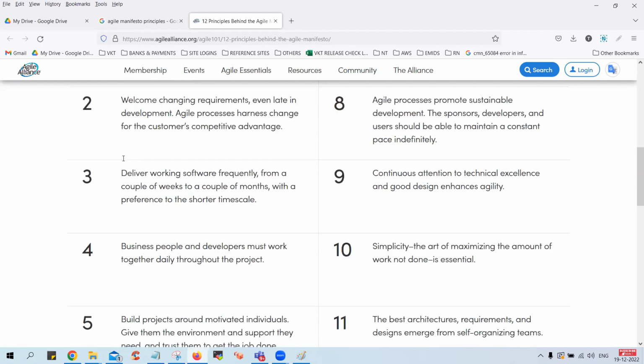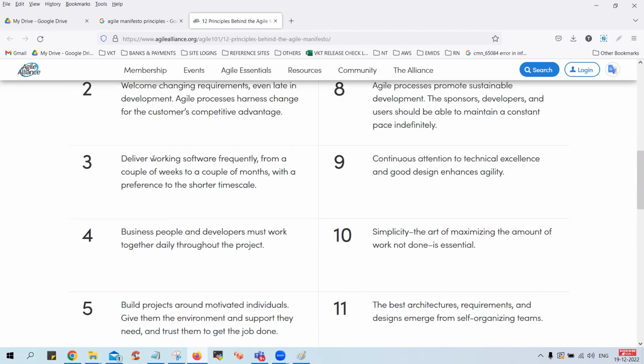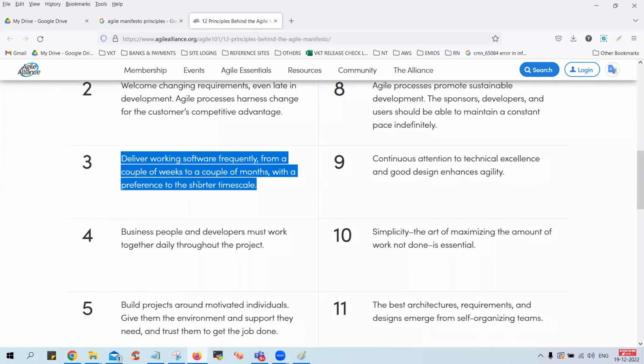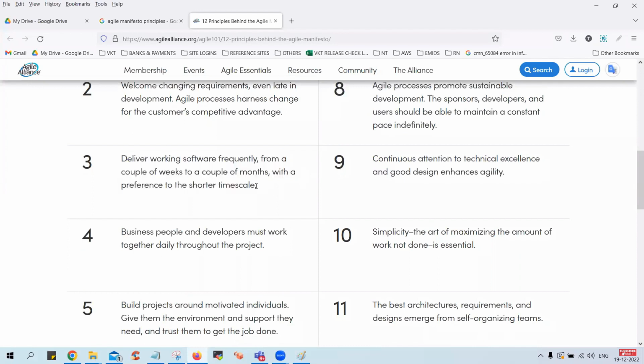The next, third point: deliver working software frequently, from a couple of weeks to a couple of months, with a preference to the shorter time scale. So does this point make sense?